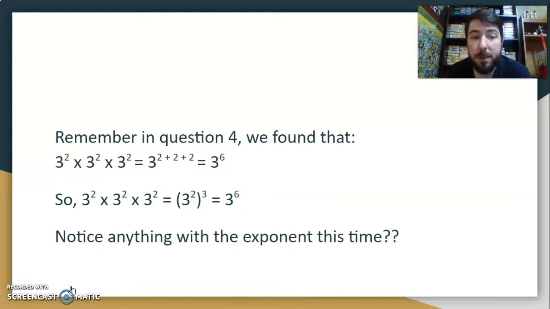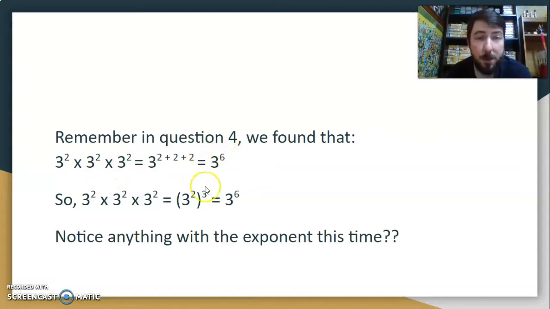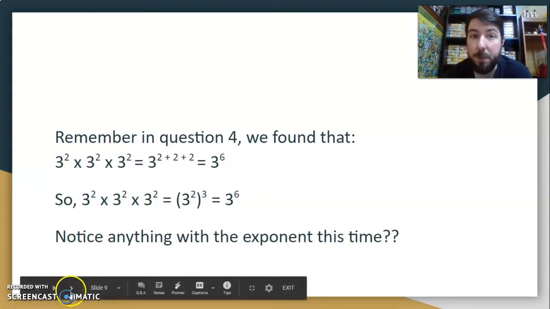And when we did the question, 3 to the power of 2 times 3 to the power of 2 times 3 to the power of 2, we found that it equaled 3 to the power of 6. So if that equals 3 to the power of 2 to the power of 3, and it equals 3 to the power of 6, do you notice anything happening with the exponents? So if you want, you can pause and think about it. I'm also going to show another example here.